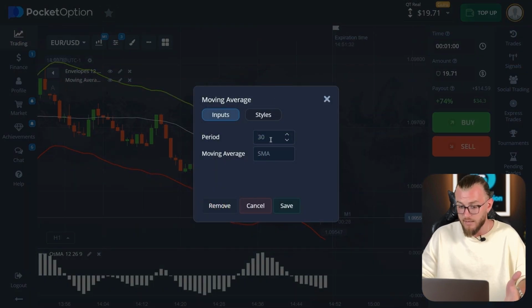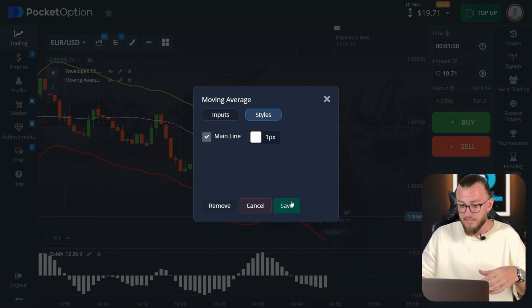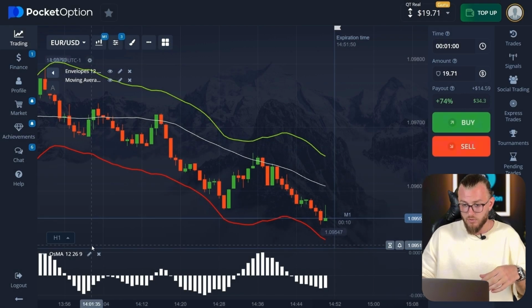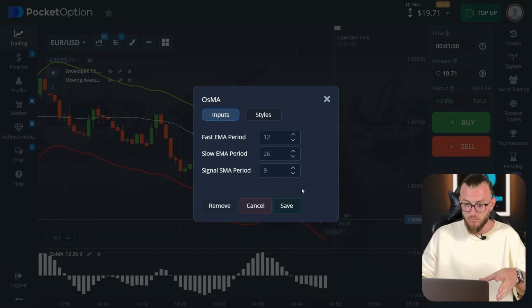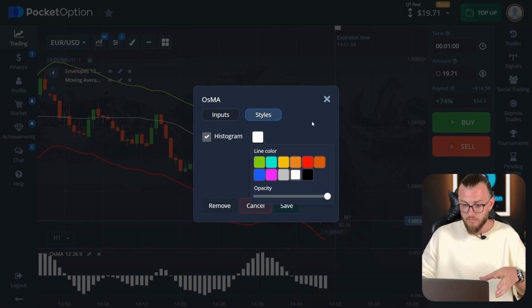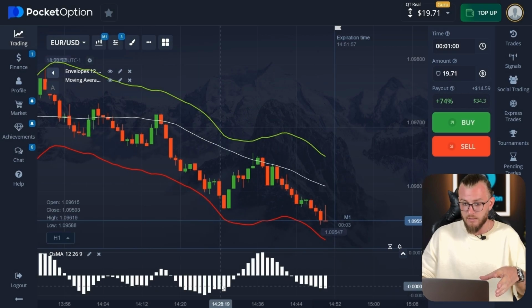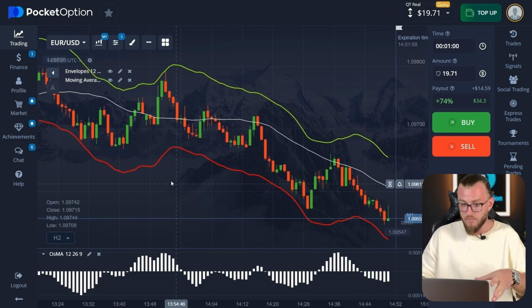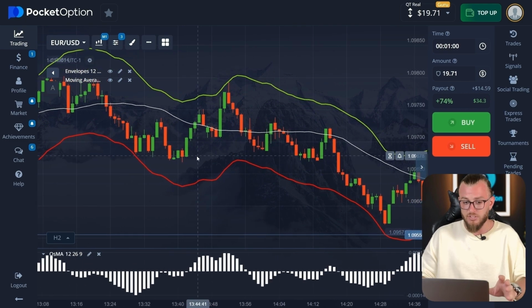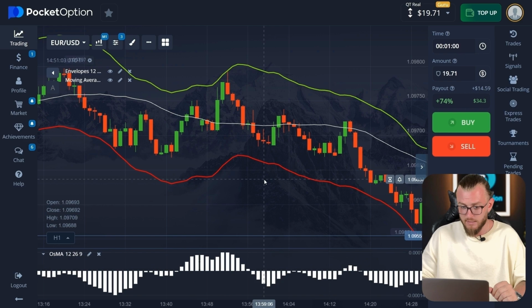Next, in the moving average, we have a period of 30 and the type is SMA. Thus, this moving average will be less sensitive to sharp changes and better reflect the current trend in the currency pair. At this point, I also made its color white. I also changed the color of the Ozma indicator to white because they will correlate with each other. The settings for Ozma are by default 12, 26, 9. We don't need to change anything in them.